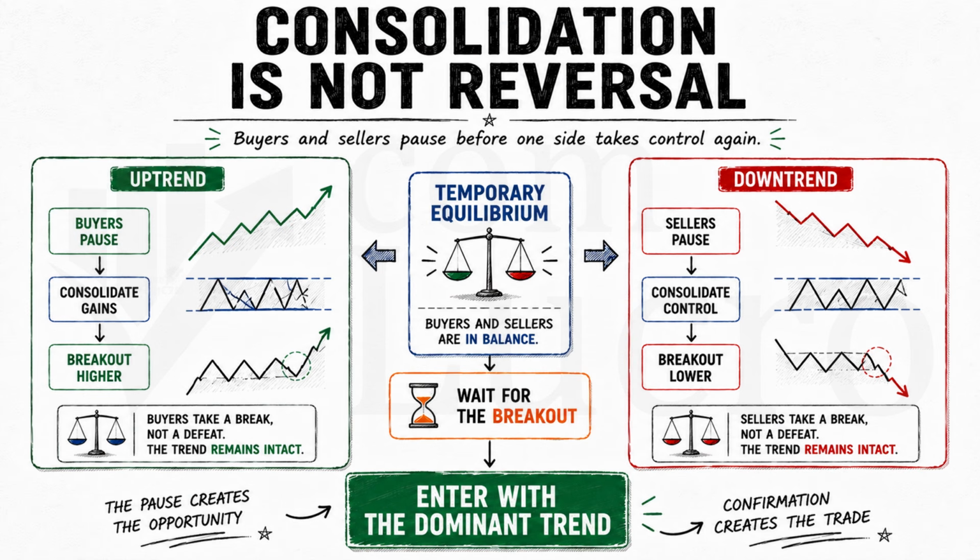In an uptrend, buyers may pause to consolidate gains before pushing higher. In a downtrend, sellers may pause before driving price lower. These periods can create opportunities to enter trades aligned with the dominant trend once the pattern is confirmed.